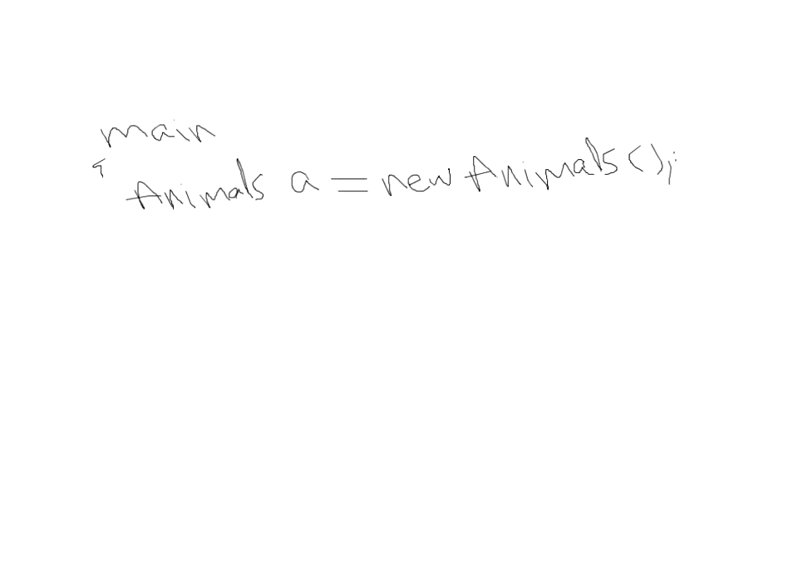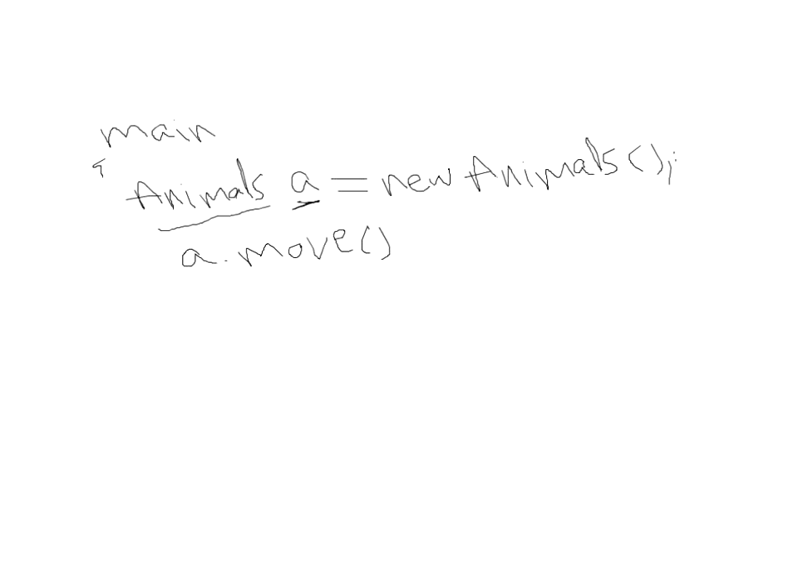Create an object, yes, thank you. I created an object, not a method. I created an object called A, and at the same time, I called the class animals. I will call a method in a minute. Now I want to call the method inside animals, so I say A dot move.